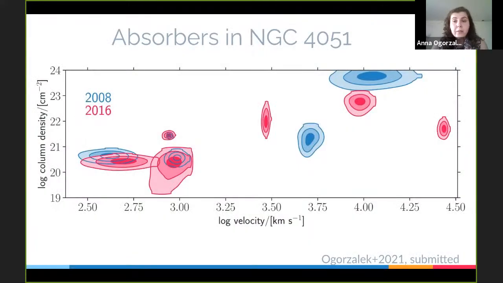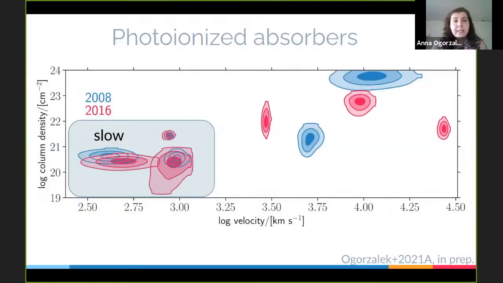Looking at the properties of the absorbers, I show here their velocity on the x-axis, and please note that the scale is logarithmic, and column density, so roughly depth of the features, on the y-axis. The 2008 data is shown in blue and the 2016 in red, which allows us to track the evolution of various types of outflow components. We see that the slowest absorbers essentially have not changed, which we expect since they are most likely located far from the black hole, as you may remember from the cartoon I showed you a few slides ago.